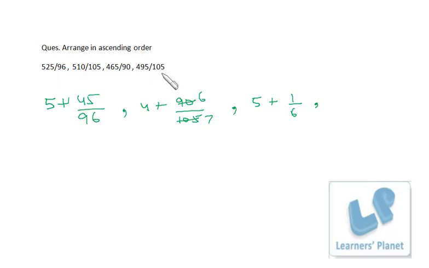And this one, 105 into 4 is 420. So it is 75 by 100.